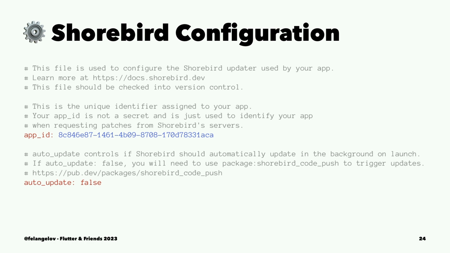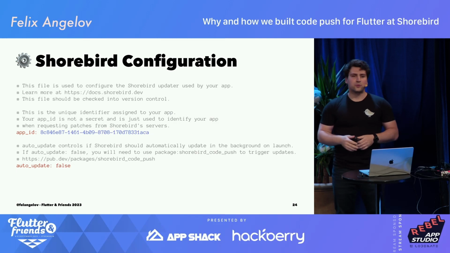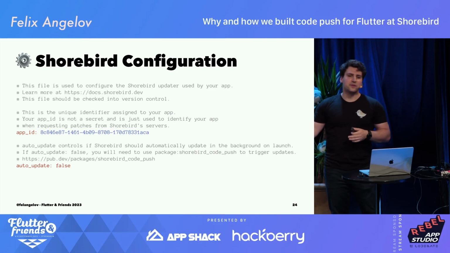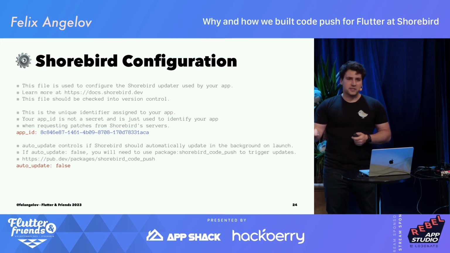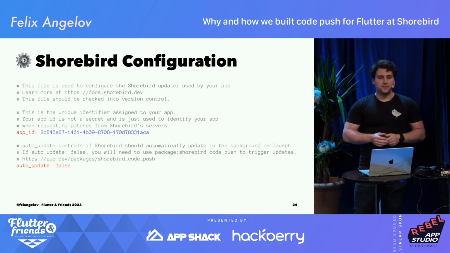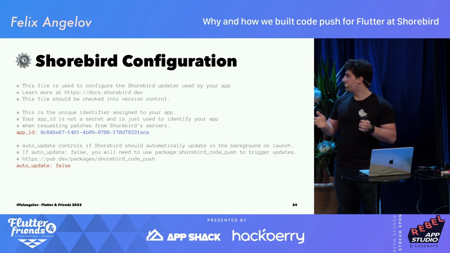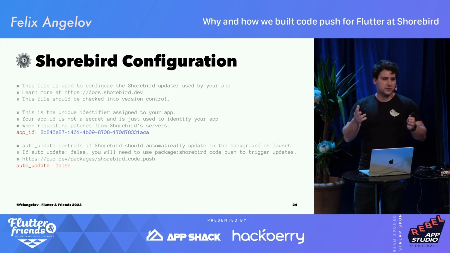The only other thing I changed for this particular app is that I've disabled auto updates. By default, auto update is enabled with Shorebird. That means you don't have to do anything. You just build with Shorebird, and whenever users launch your app, Shorebird will check in the background whether there is an update available. If so, it'll download the update, and the next time the user launches the app, it'll boot up from the update. For the sake of Flutter and Friends, I wanted to customize that experience, which you'll probably see.